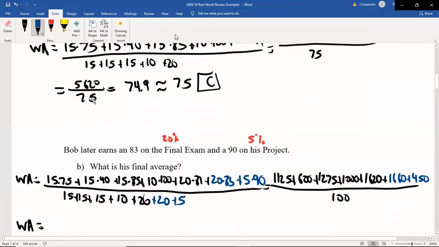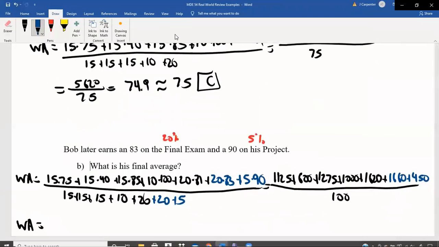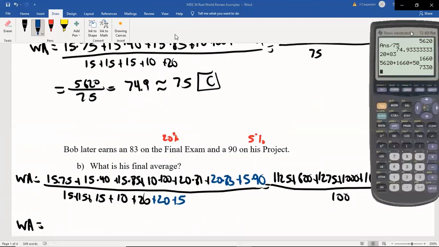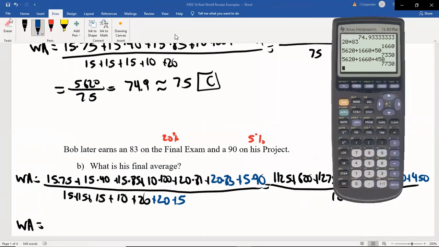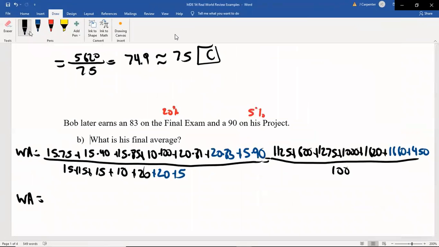All right, so that was 5620 for the black numbers originally in the top. So let's take our 5620, sorry about that again, plus the 1660, those are the final points, plus the 450, which gives the top being actually 7730, divided by 100. Then when we move the decimal left twice, we get 77.3, which would be about a 77, which would still be a C, but a slightly higher C.